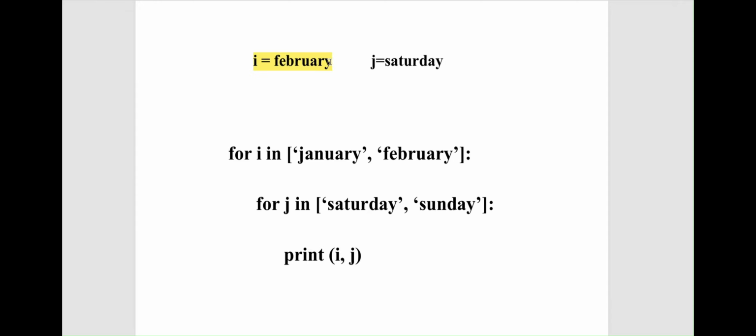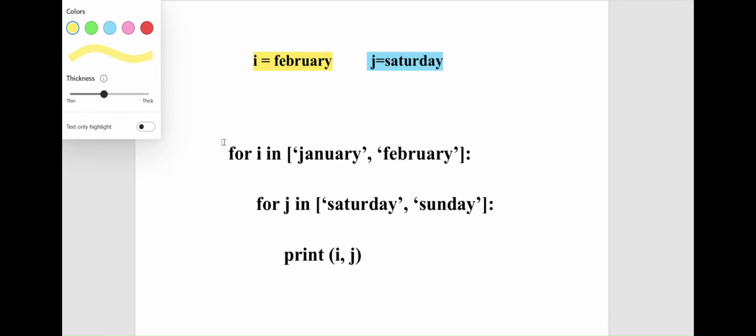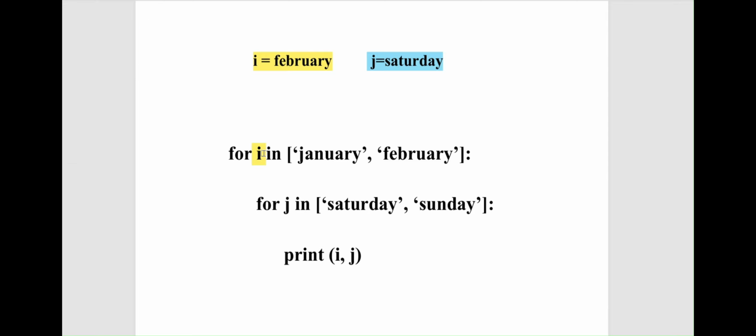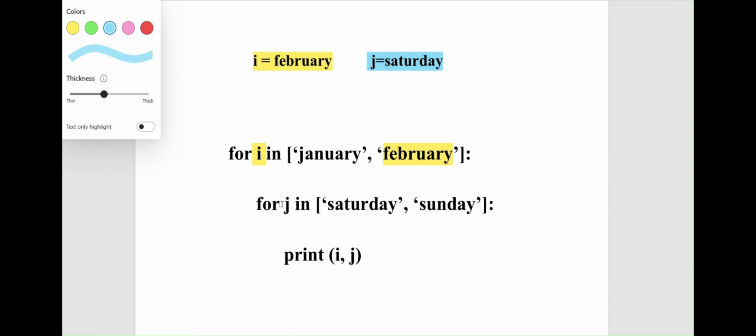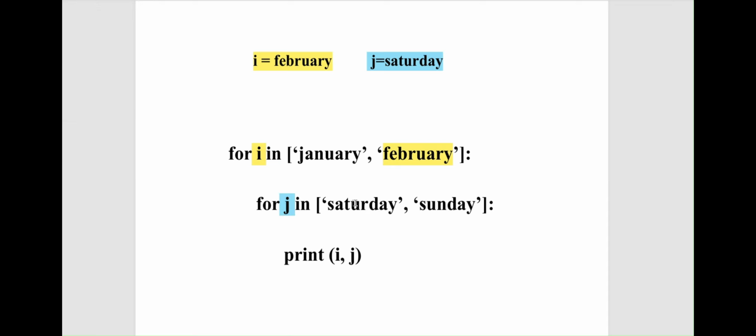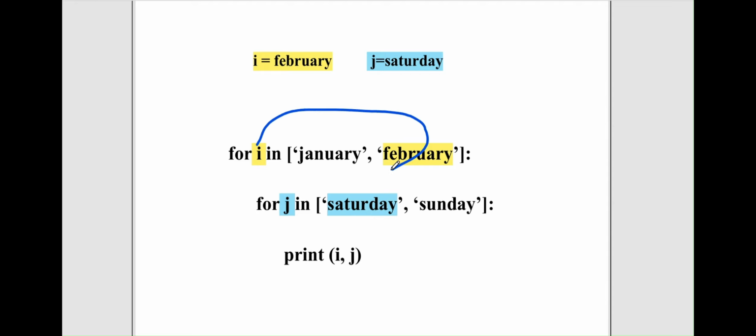When I equals February and J equals Saturday. So, now I holds the value February. And J holds the value Saturday. Remember, for each value of I, in this case, February, the inner loop will run through all the values in the list Saturday, Sunday.